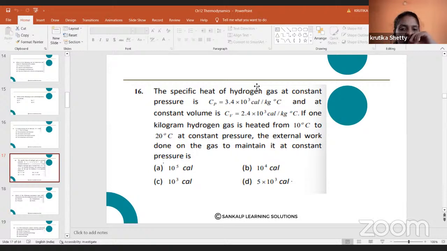So here, you are heating the hydrogen gas. The initial temperature is 10 degrees, and you are heating it up to 20 degrees Celsius. The external work done on the gas to maintain it at constant pressure is the work done that you need to calculate. Okay, so let us solve this.